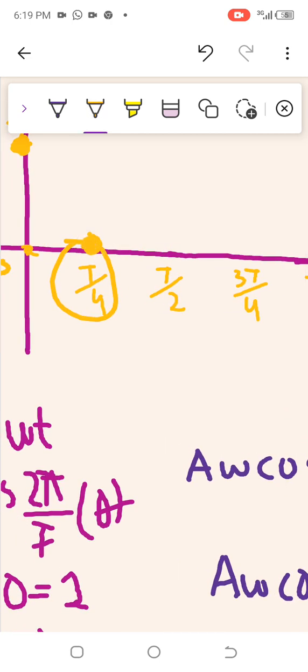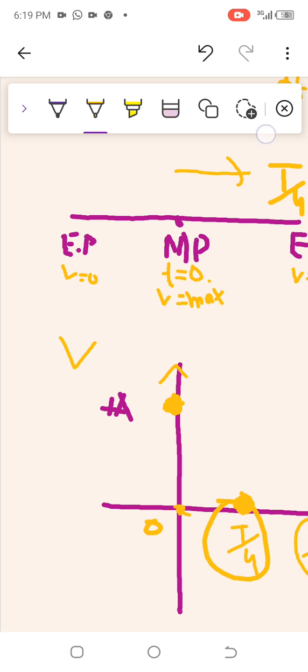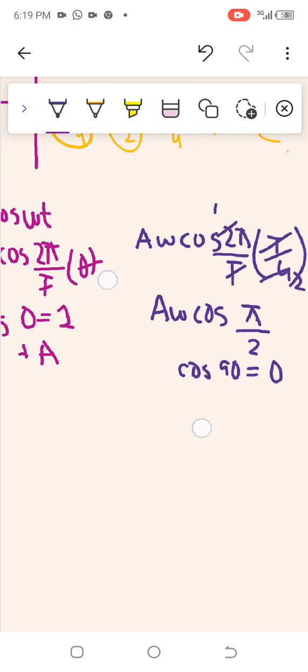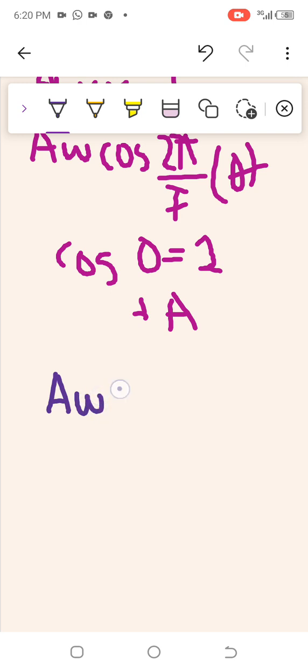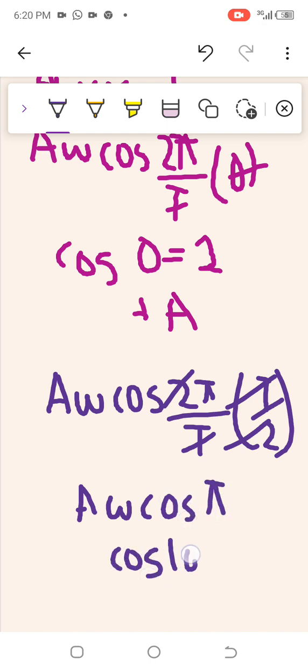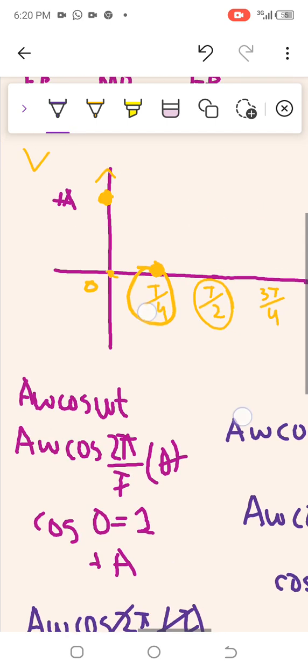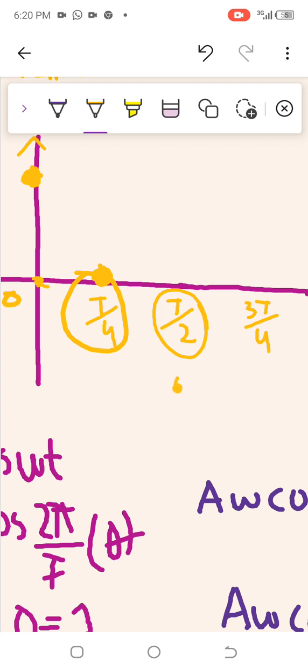Now let's put T by 2. After this it will move to the extreme position, and from the extreme position it will come back to the mean position. So now let's move to the equation. A omega cos 2 pi by T into T by 2, T cancels, 2 cancels, so A omega cos pi. And cos pi, that is cos 180, is equal to minus 1. So here at T by 2 it will be minus A omega, which means the graph will be down here.